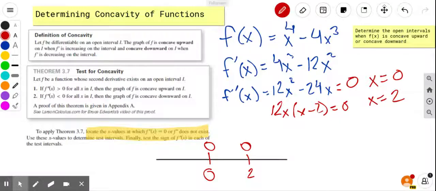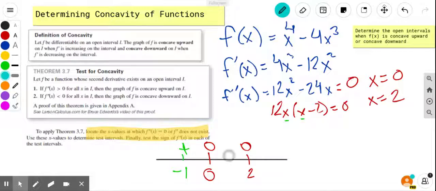Okay, so let's test out a number, let's say, -1. If I plug -1 in here, I'm going to get 12 times a negative 1 will be a negative. -1 minus 2 will also be a negative. Negative times negative will actually give me a positive. Okay.